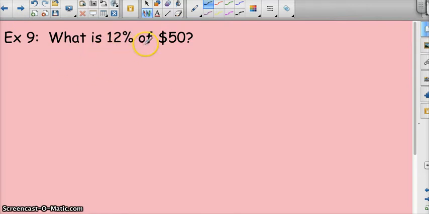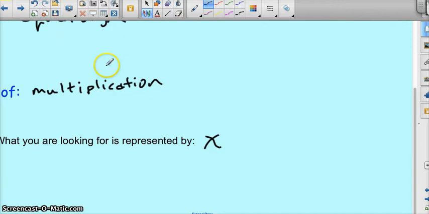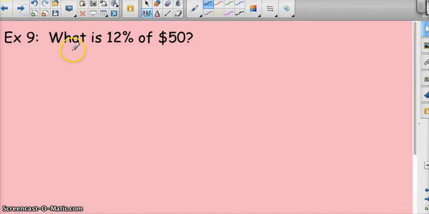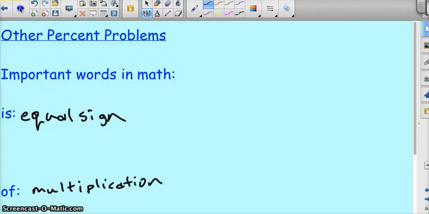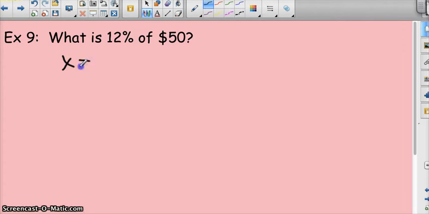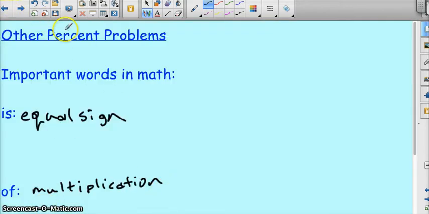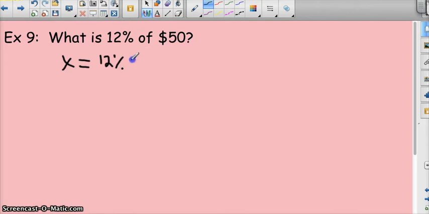What is 12% of $50? We start with what we're looking for. What? That's what we're looking for, and we said what we were looking for is represented by x. So, where the word what is, I'm going to put an x. Next, is. We said is the same thing as an equal sign. So where the word is, I'll write an equal sign. 12%. Of, we said of was the same thing as multiplication. So where there's an of, I'll write multiplication, and it ends up with 50 bucks. So if we want to know what x is, we take 12% of 50.